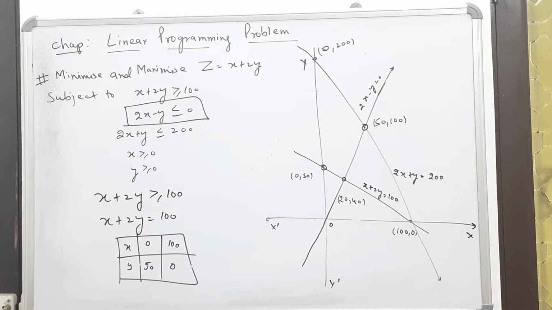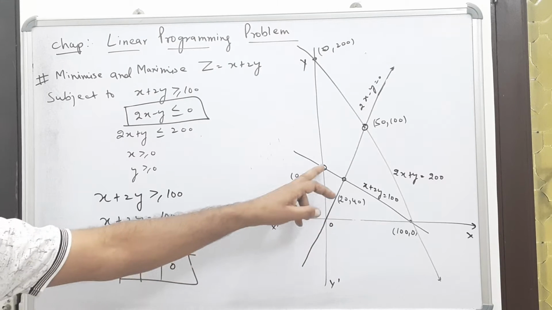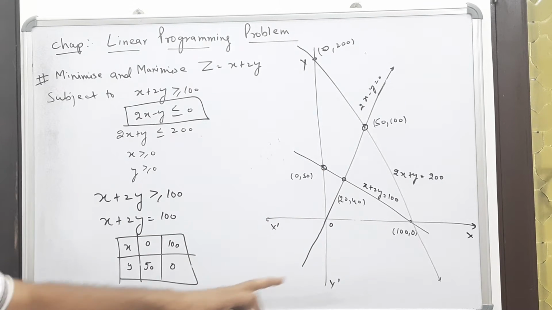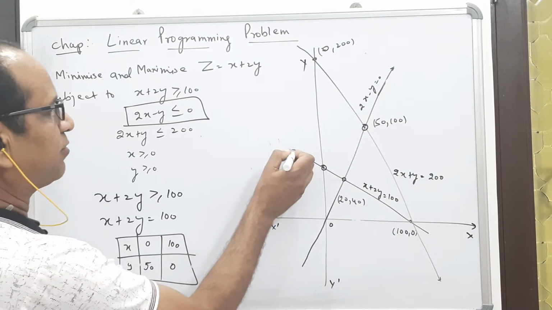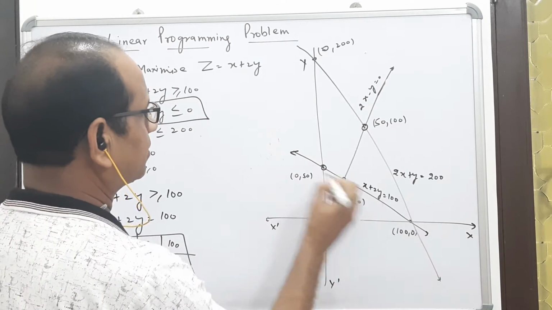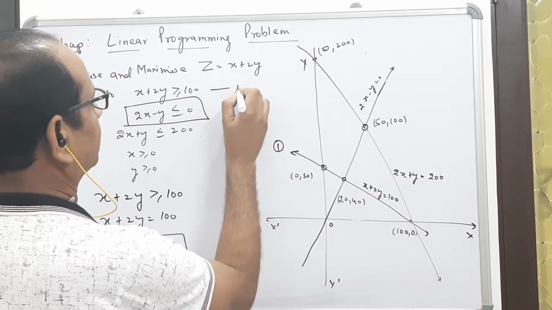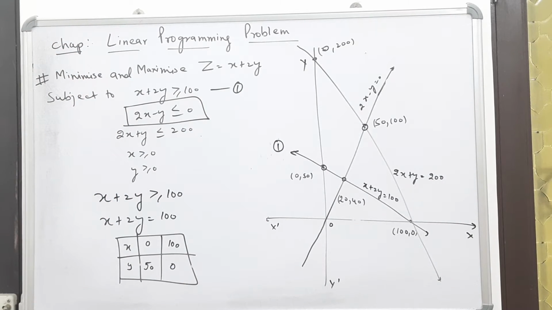Now we draw the graph of this. So it is (0, 50) and (100, 0). So that is the line for the first one. Now I am taking the second part.